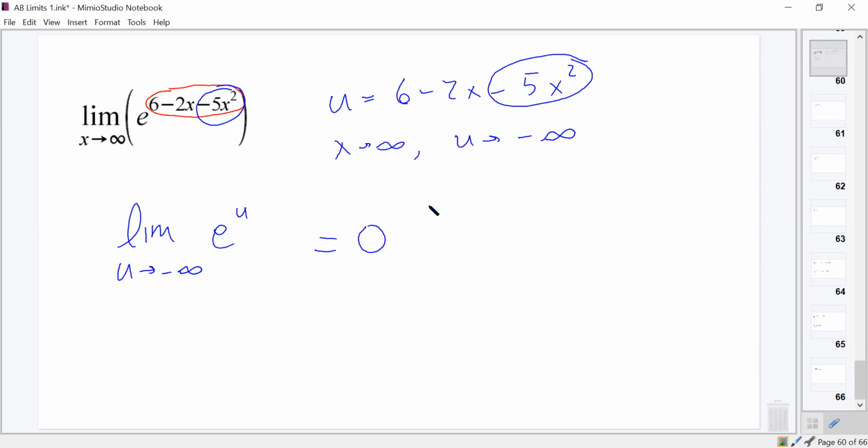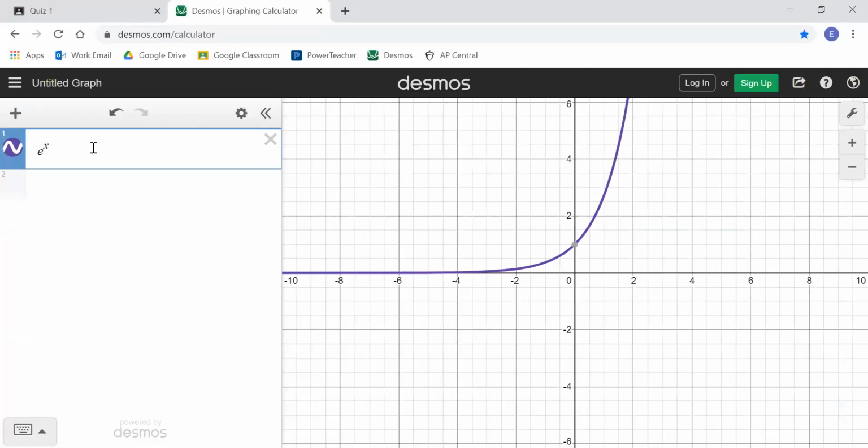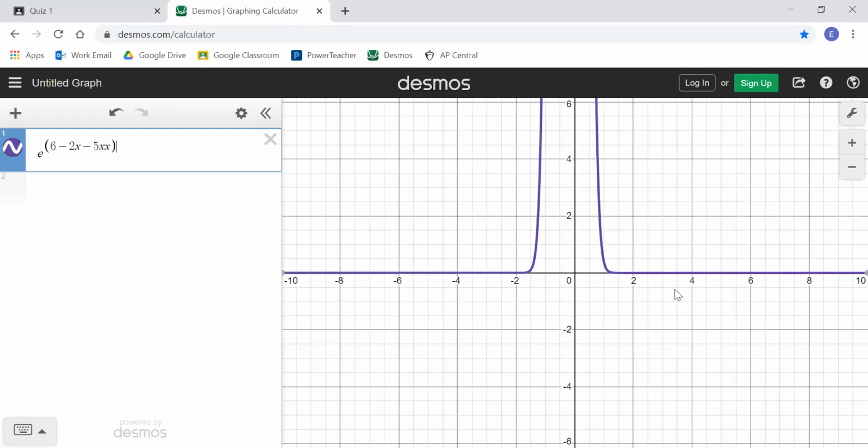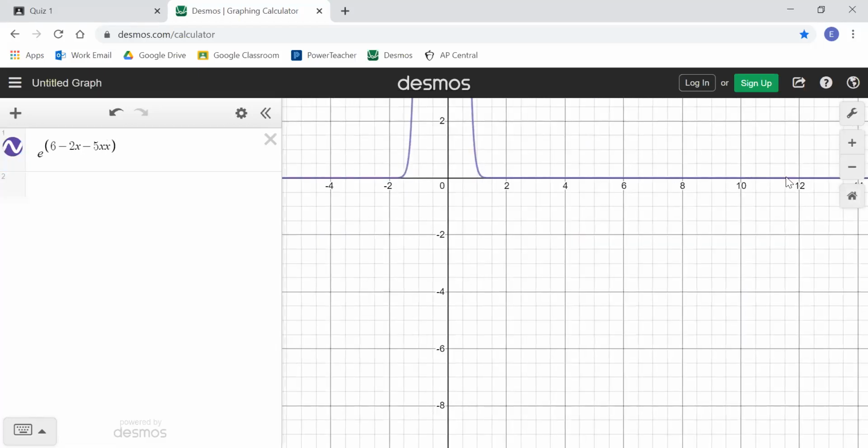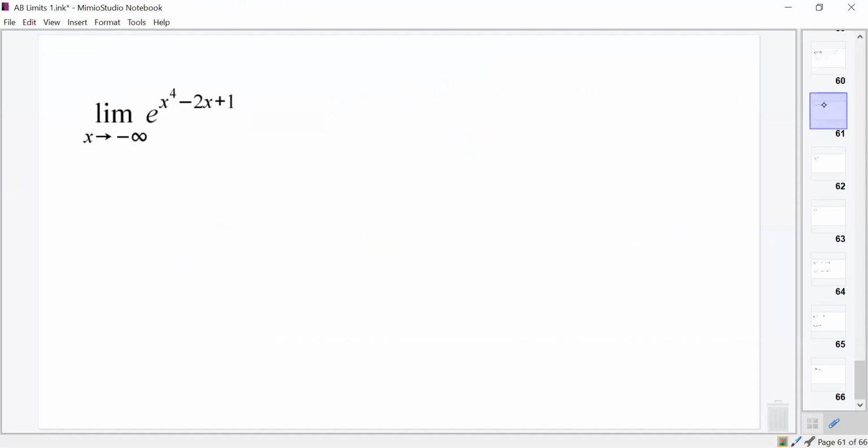And if we wanted to, 6 minus 2x minus 5x squared, right? And we could see that as we go towards infinity, it sure looks like very quickly it's approaching 0 and staying right there by that 0, isn't it? Sure looks like it to me. Yes. All right.